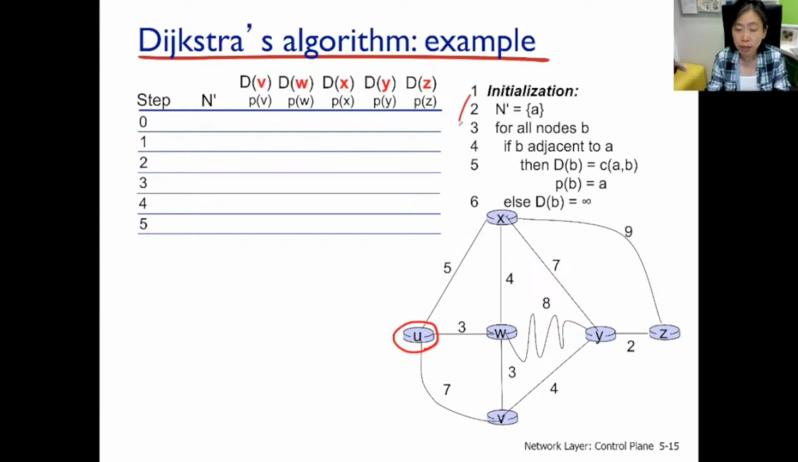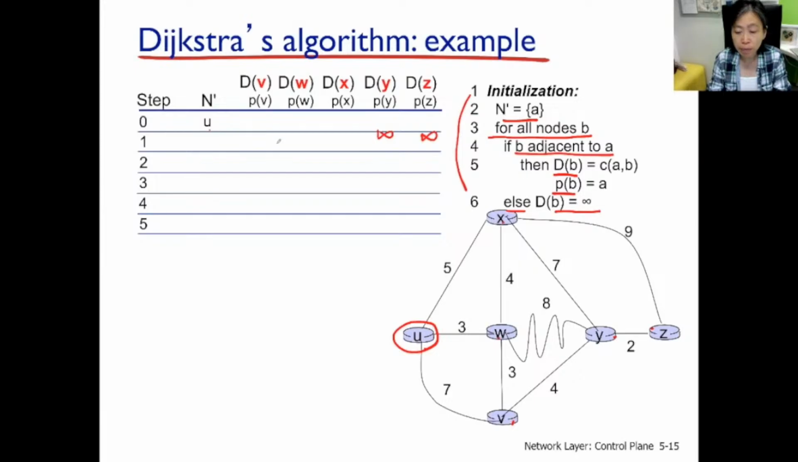Now, the initialization phase says let's include the source into the N prime. Therefore, we see U here appearing in N prime. Next thing is to go over all other nodes: X, W, V, Y, Z. For those adjacent to U, we set the minimum distance to it and set the predecessor to reach it. Otherwise, if they're not directly adjacent to U, set the distance to infinity. So for Y and Z, this should be infinity.